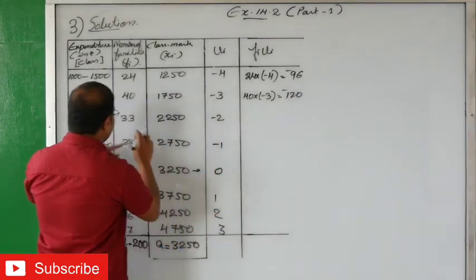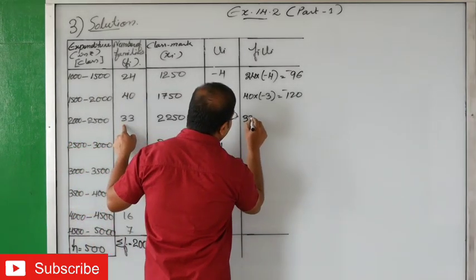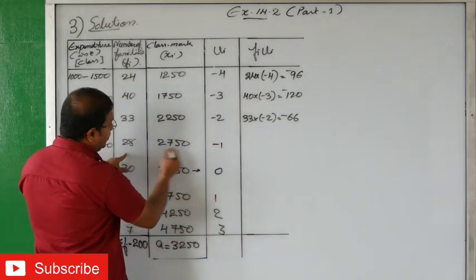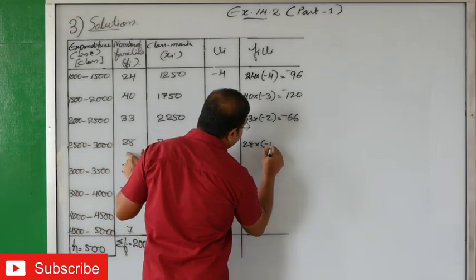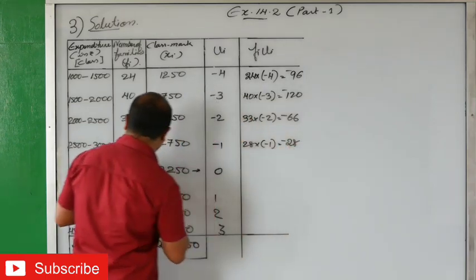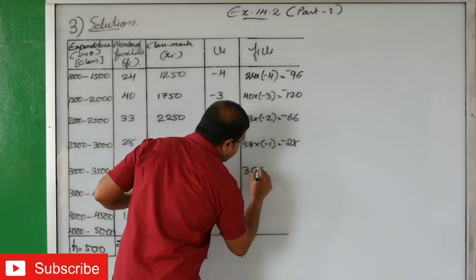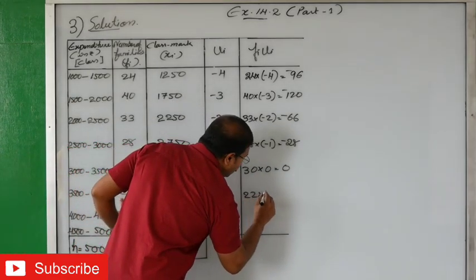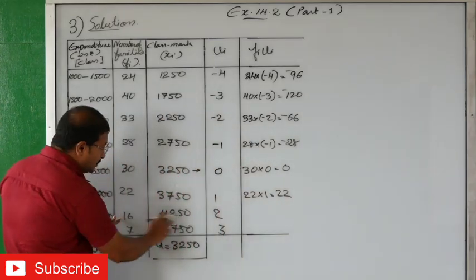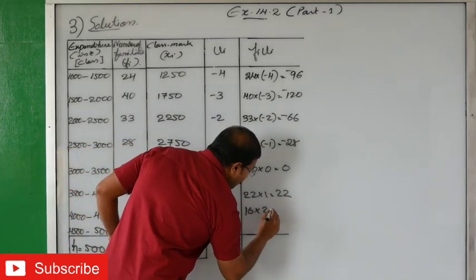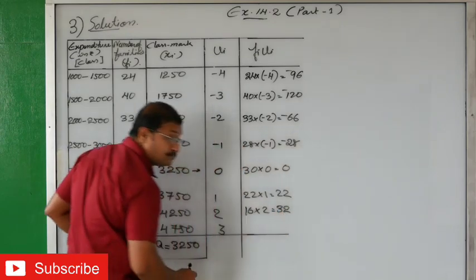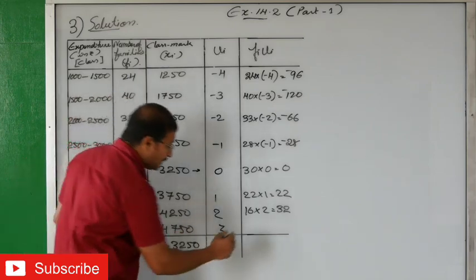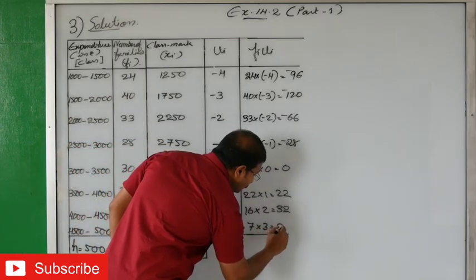Isn't it? Next step. 33 into minus 2. That means minus 66. Next step. 28 into minus 1 equals minus 28. Now 30 into 0, that is 0. Next step. 22 into 1 equals 22. Next 16 into 2. 16 into 2 equal how much? 32. Any doubt? Do it alone. Okay. Now 7 into 3 equals 21.